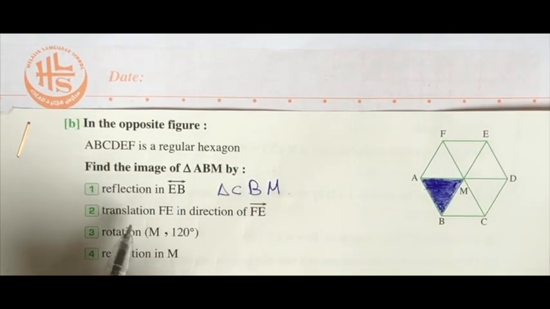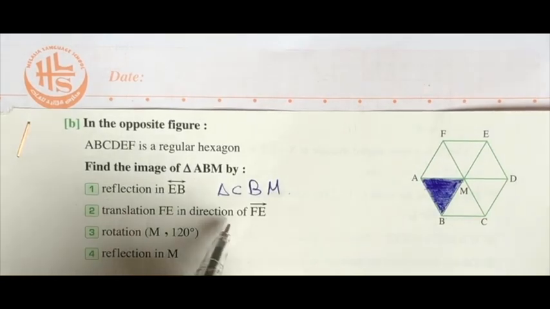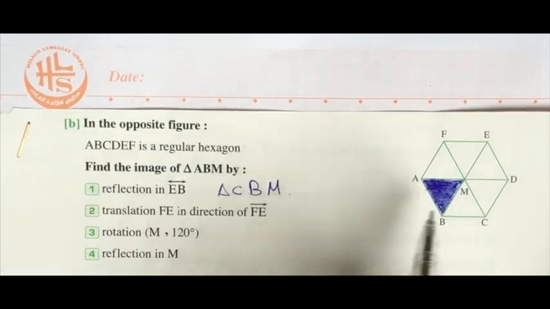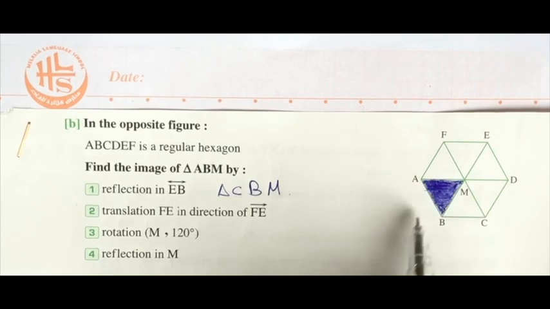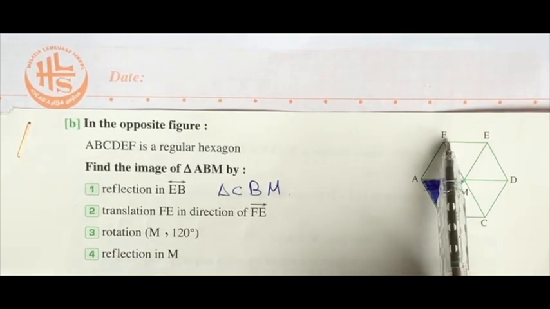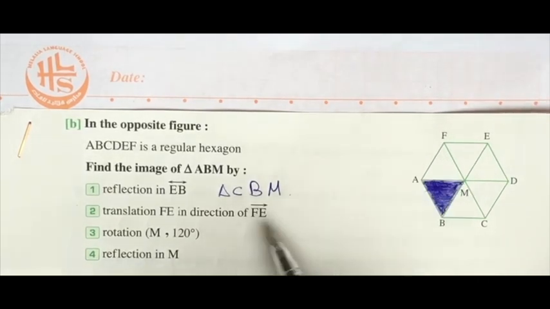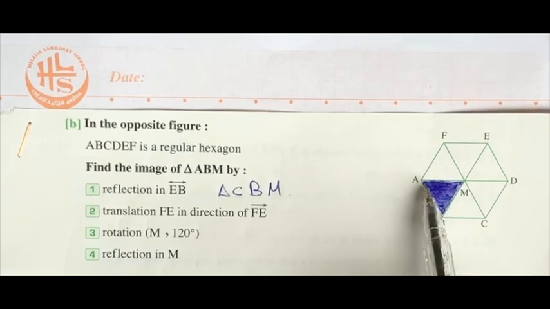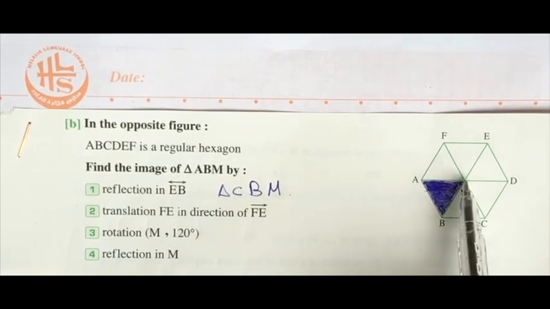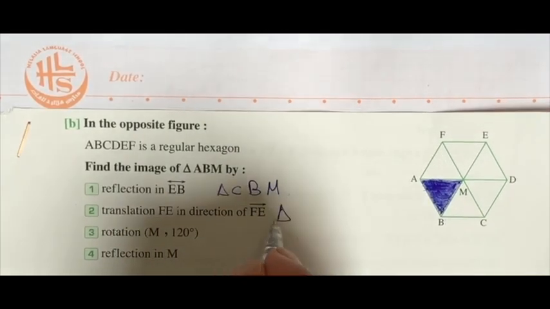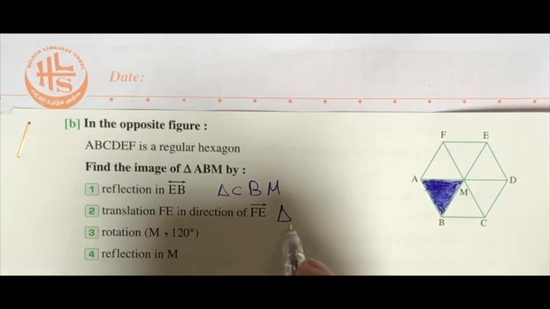Second, the image of the triangle by translation FE in the direction of FE. So I need the image of triangle ABM by translation FE, the meaning of translation FE, its length is FE. Okay, so we are going to move the triangle in the direction of FE, so we move it to the right. Its image is going to be, M is going to be D, A is going to be M, and B is going to be C. So the image of the triangle by translation FE in the direction of FE ray is going to be triangle MDC.